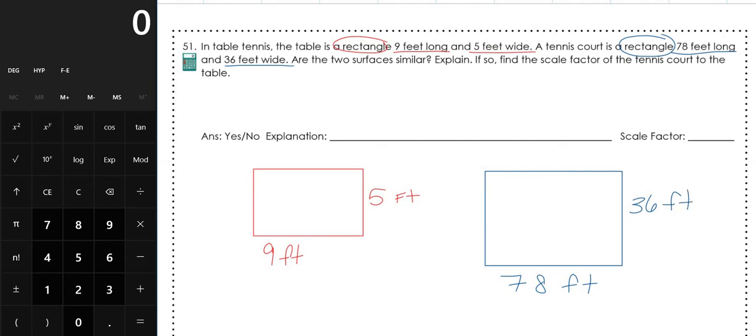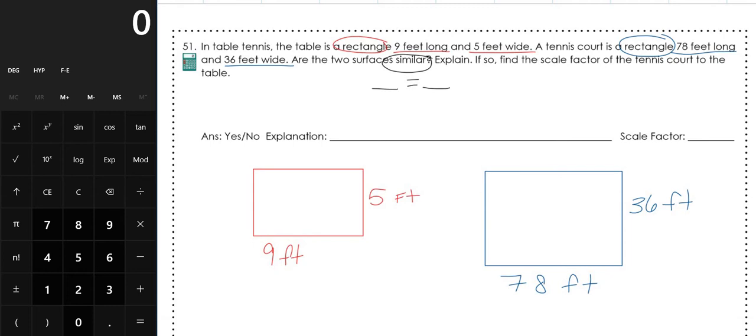The question is, are the two surfaces similar? Remember what you do with similarity. Proportions, proportions, proportions. Now your proportion should check whether or not those two figures are similar. It says explain. If so, find the scale factor of the tennis court to the table. Now let's go ahead and just figure out if they're similar first.